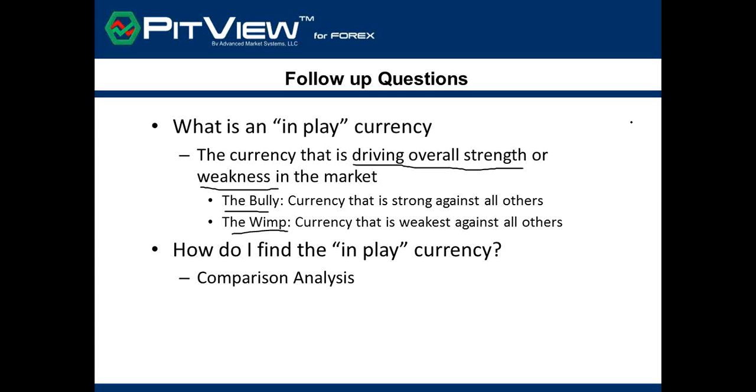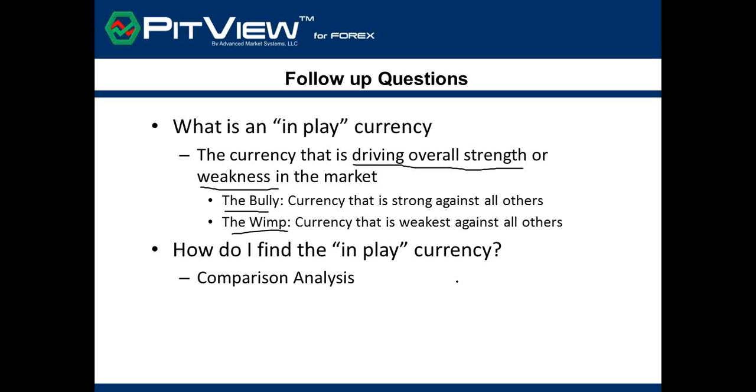So when we talk about the bully and the wimp specifically, the bully is going to be the currency that's strong against all others. What I mean by this is, depending on your time frame, no matter what currency you put it up against, it's getting strong against all the other 7 majors. We're going to look at the 8 major currencies that are normally traded on most brokerage platforms. But the driver, as far as the bully goes, is going to be the one that's getting strong against all the others. Lately, we've been seeing that currency be the dollar.